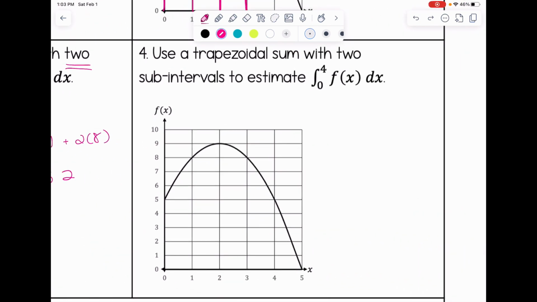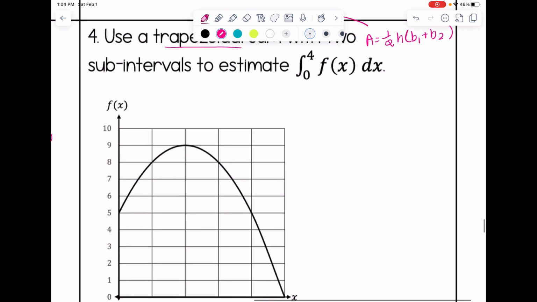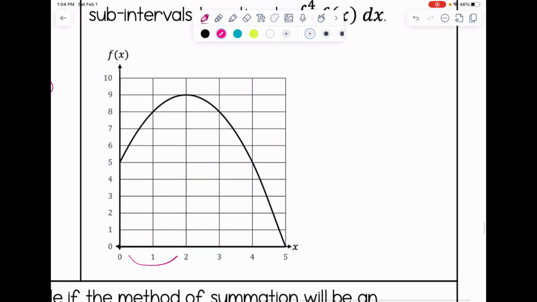So in this case, we could basically take a guess here that we are going to be drawing trapezoids instead of rectangles. So just a note there, area of a rectangle was length times width or base times height. Area of a trapezoid is 1/2 the height times base 1 plus base 2. You could use some variation of that formula as well, and that would be okay. So I want 2 subintervals. So I'm going to do one from 0 to 2 and 2 to 4.